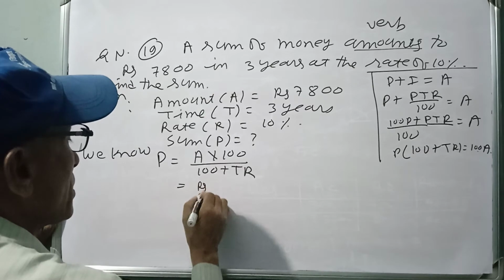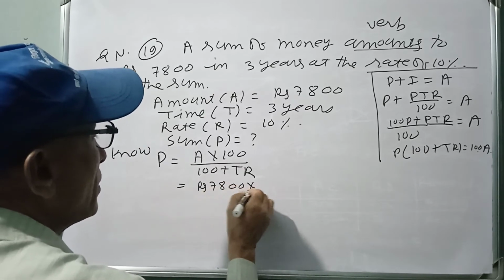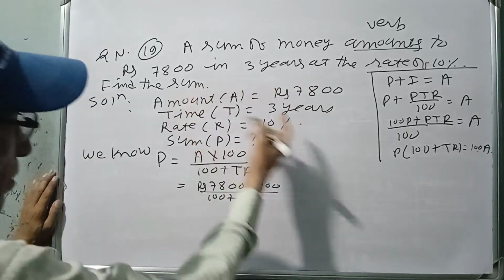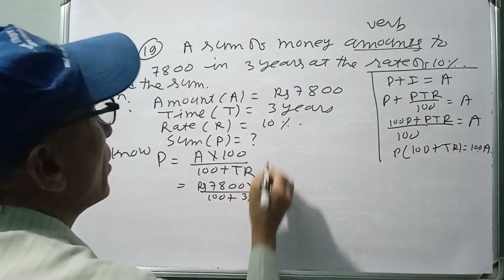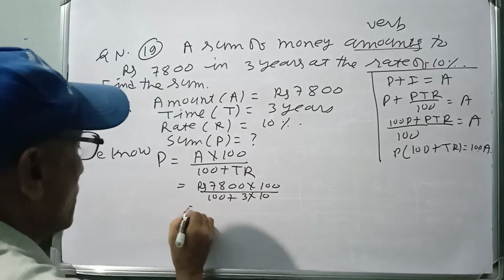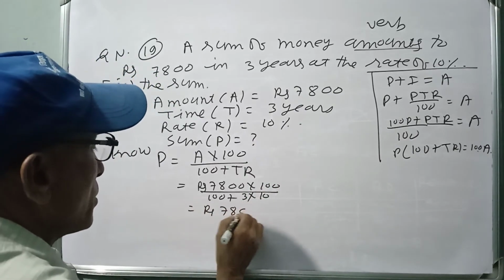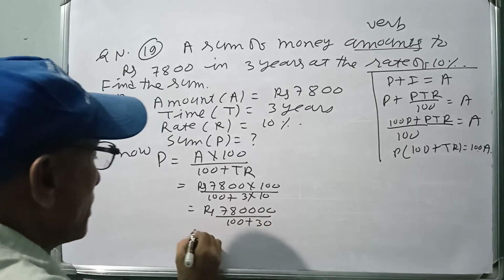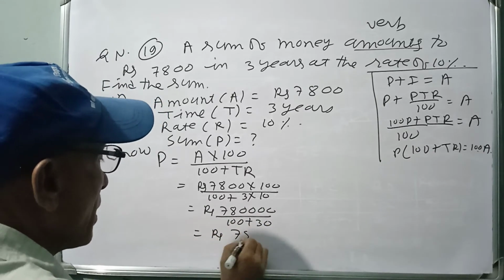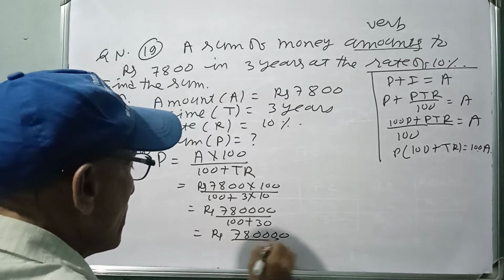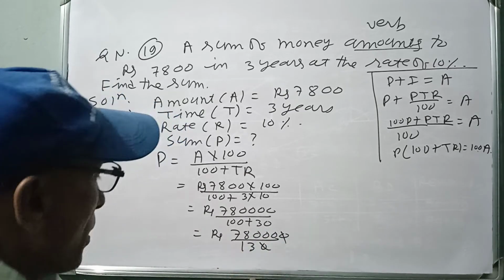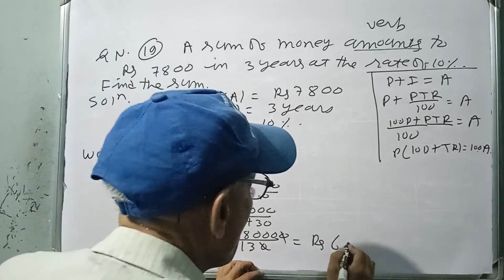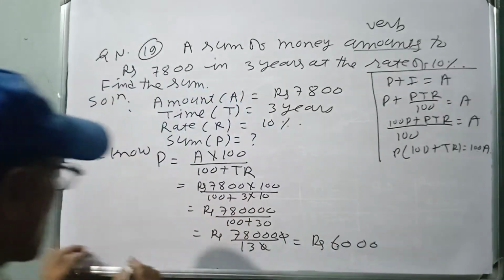A is rupees 7,800 into 100 by 100 plus T 3 years, R 10. Rupees 7,800,000 by 100 plus 30. Rupees 7,800,000 by 130. Cut 13, 6, 78. 1 2 3. 1 2 3. What is the sum?